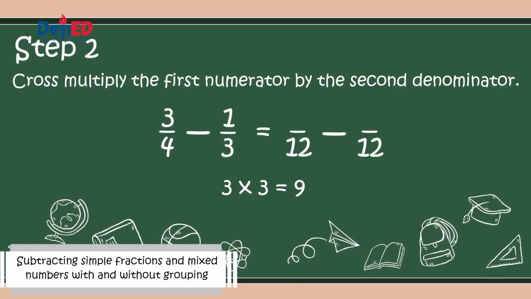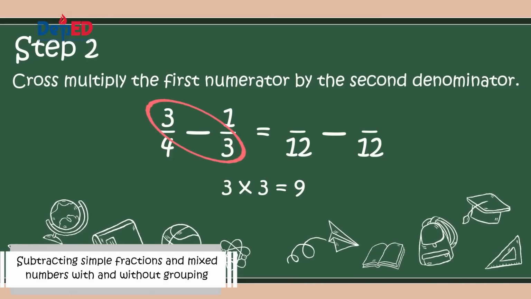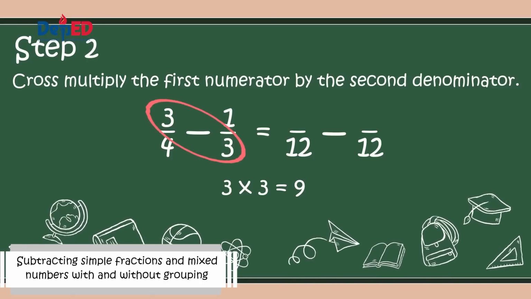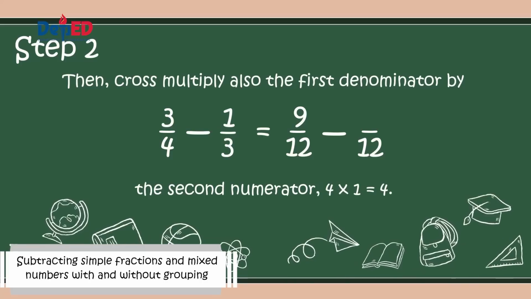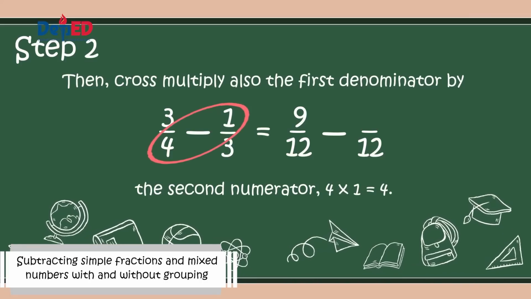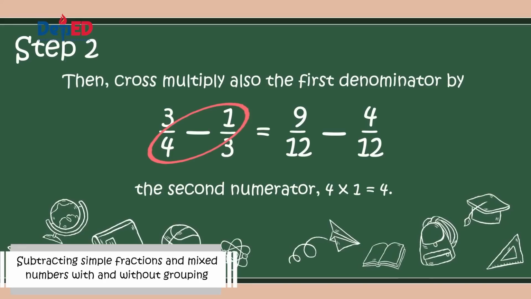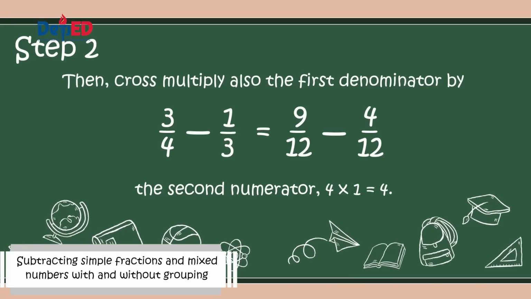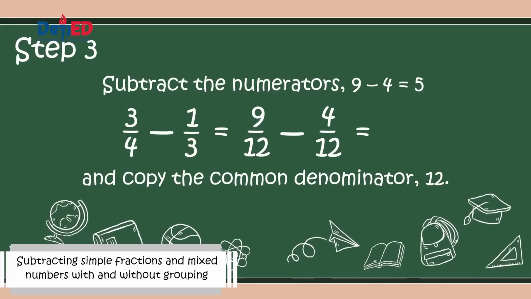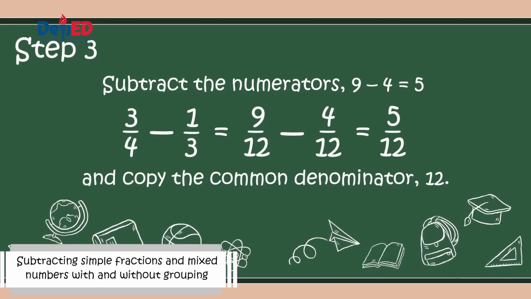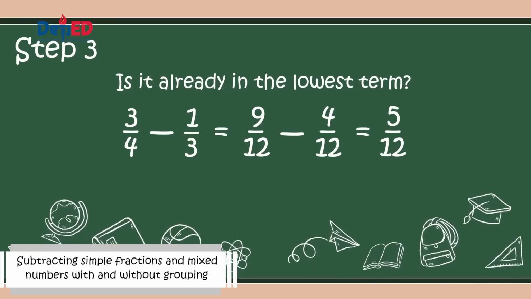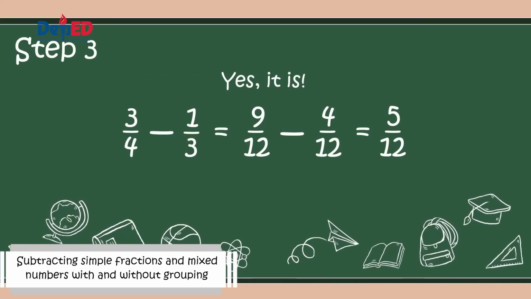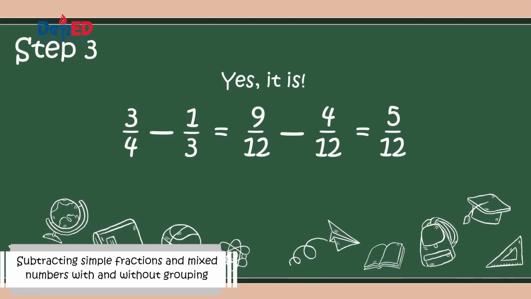Step 2. Cross multiply the first numerator by the second denominator. 3 times 3 equals 9. Then, cross multiply also the first denominator by the second numerator. 4 times 1 equals 4. Step 3. Subtract the numerators. 9 minus 4 equals 5, and copy the common denominator, 12. So we have 5 twelfths. Is it already in lowest term? Yes. So 3 fourths minus 1 third equals 5 twelfths.